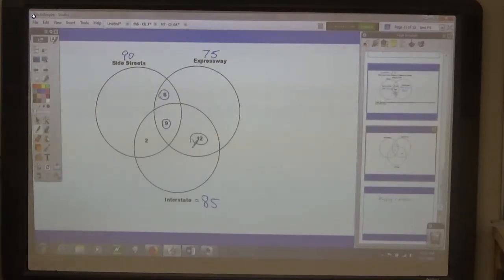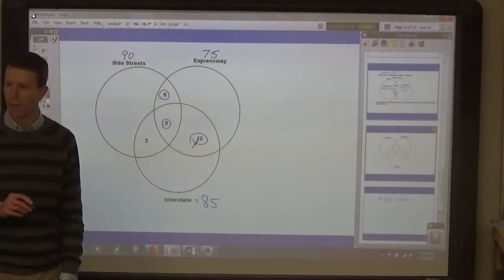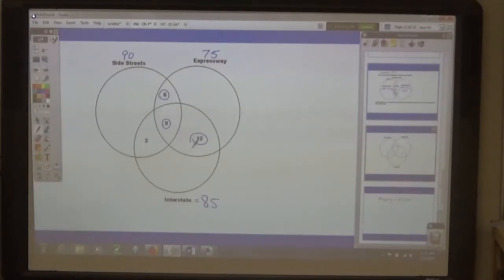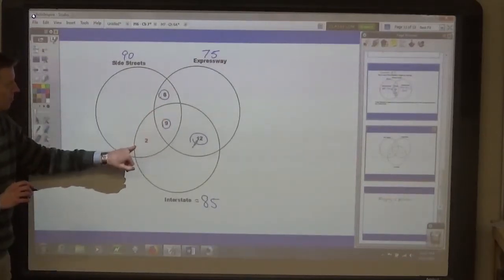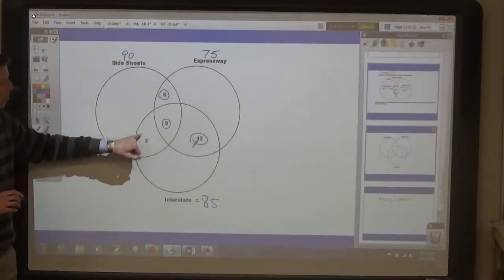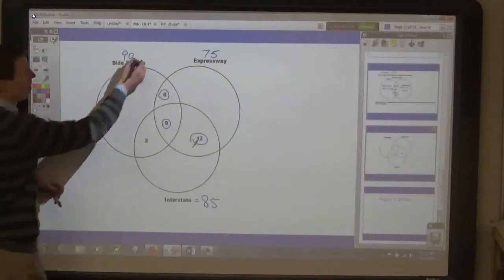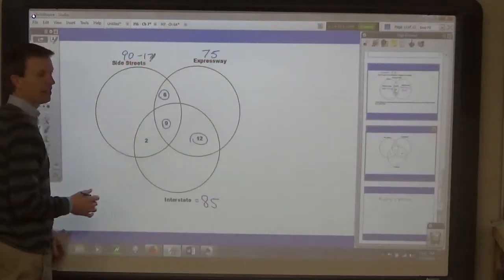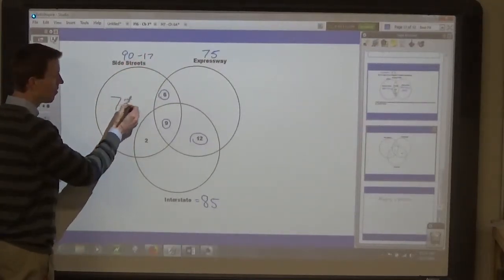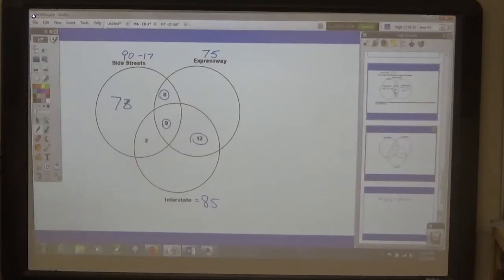How many only use the side streets? Peter? 73. How do you know? Right. Good. So you add 15 plus 2 is 17. 90 minus 17 is 73. Right?